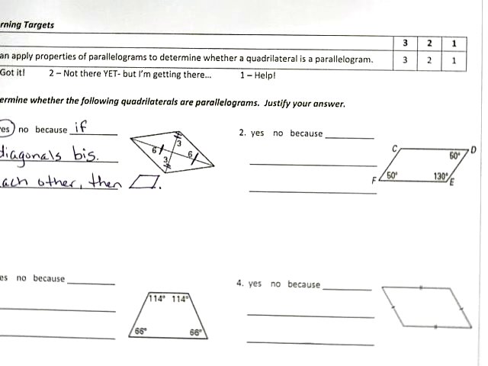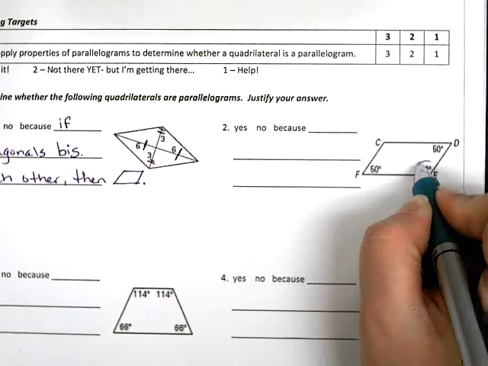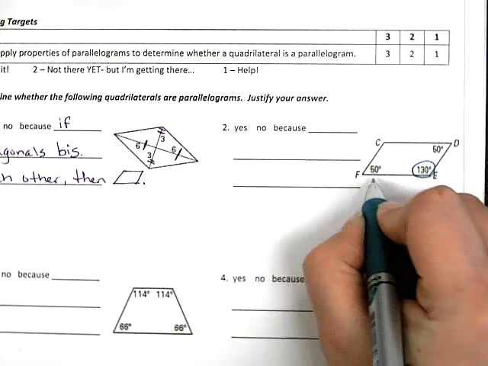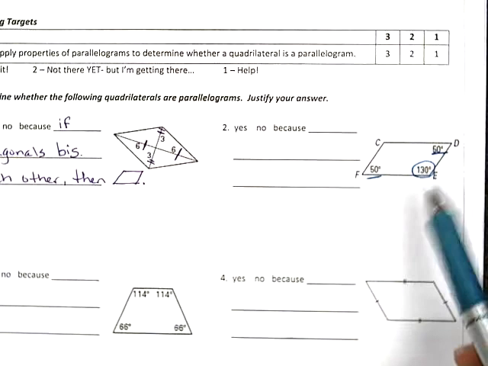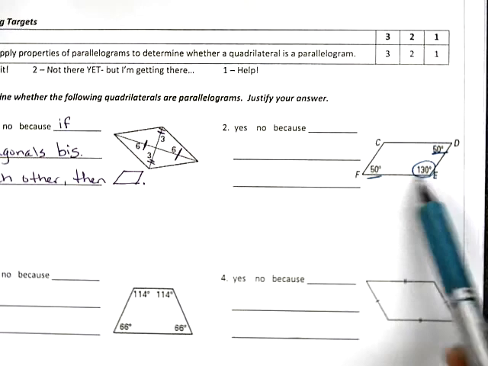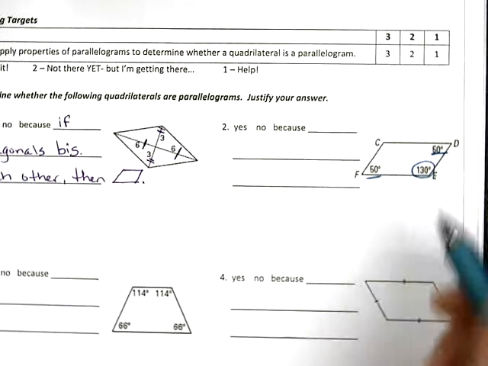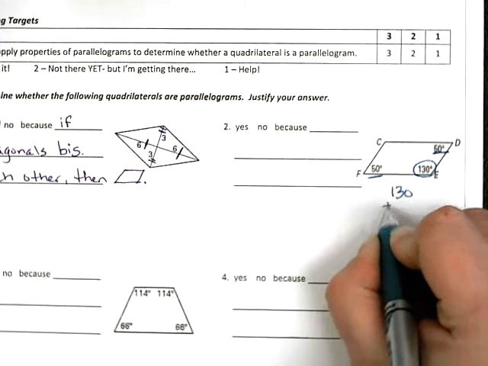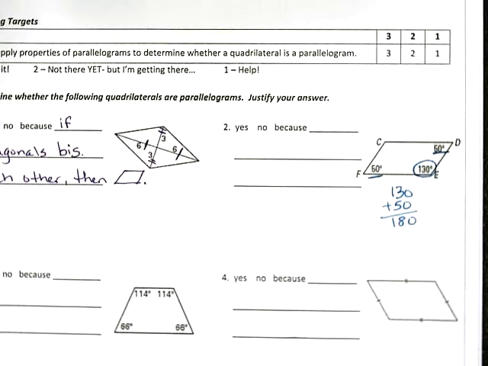Okay? The second one, if we take a look, we've got angle E is 130 degrees. We've got angle F is 50 and angle D is 50. Well, angle E is right here. F is consecutive to that, and so is D. And we know that 130 plus 50 is 180. So that angle right there, angle E, is supplementary to both of its consecutive angles. So this one would be yes.